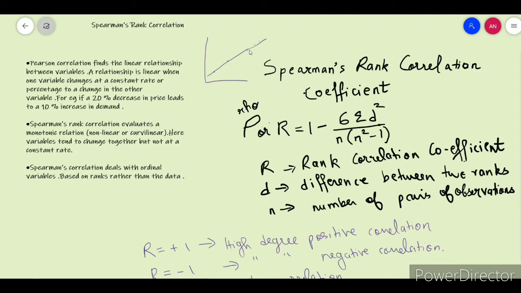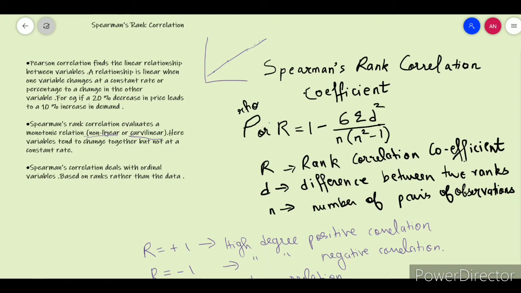Now we know that data are not always linearly related to each other. They might be non-linearly related, or we have a curvilinear relation. In those cases where we have a curvilinear or non-linear relationship, that is where Spearman's rank correlation becomes useful. This method evaluates the monotonic relation, and a relation is monotonic when the variables do not change at a constant rate.